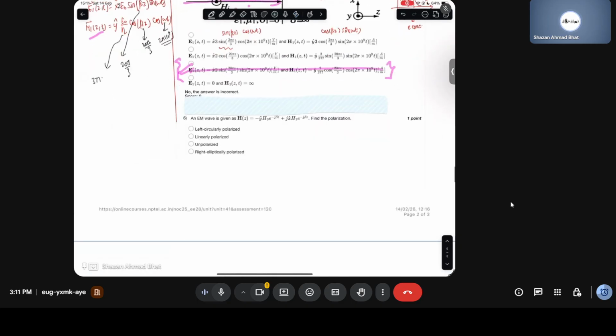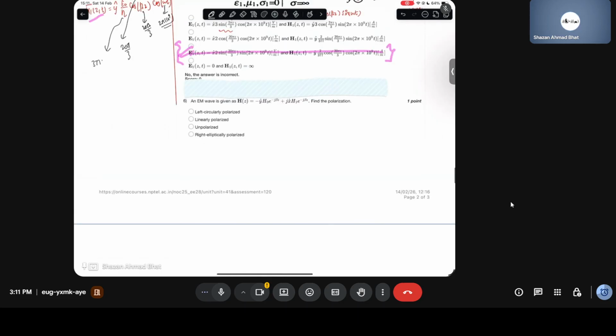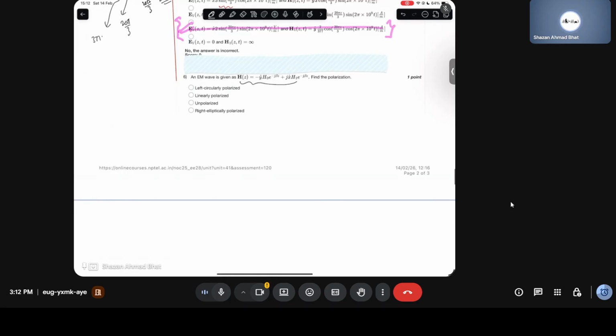So now let's move to the other question. Another important question. Again, this is very important in terms of understanding the polarizations and how you can do it. Basically, this is an electromagnetic wave, which is given by something like this.